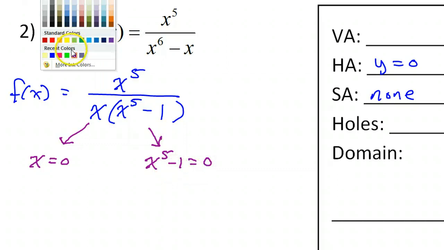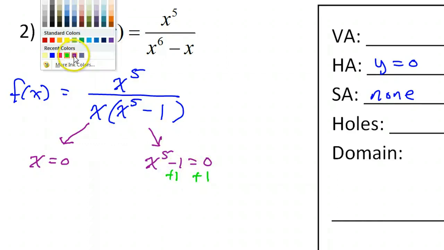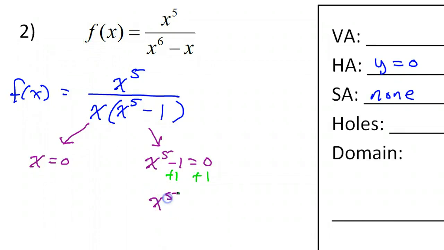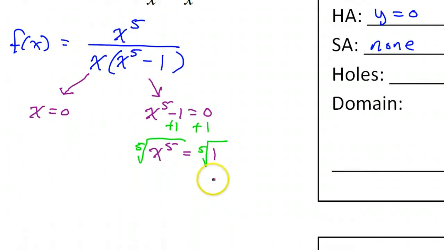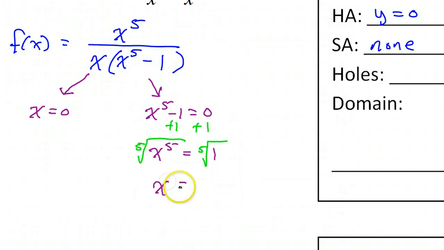then I would want to add 1 to both sides. So that's going to give me x to the 5th power equals 1. But then I would want to take the 5th root of both sides to get rid of the exponent. There's no plus or minus when you have an odd root. Okay, so then that will give me x equals 1. And normally I'd be thinking these will both be vertical asymptotes.